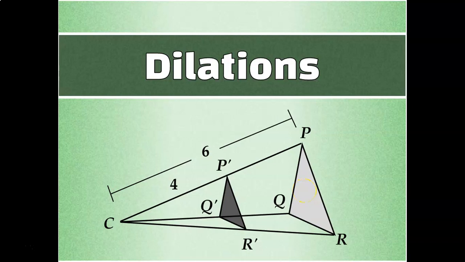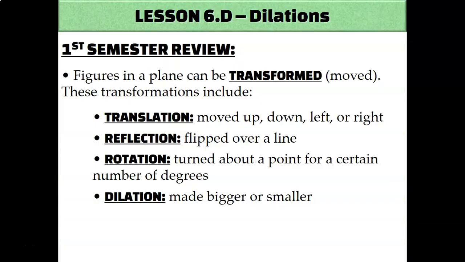Let's talk about a non-isometric transformation, which is called a dilation. But before we get started on anything new, let's take a quick second to refresh our memories about what we learned about isometric transformations in first semester. We learned how to do 3 different kinds of transformations in first semester. We learned how to translate, reflect, and rotate.